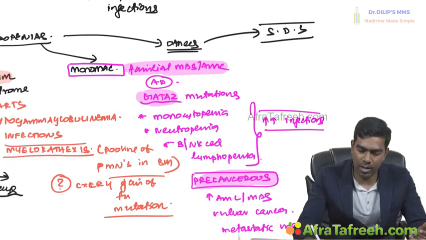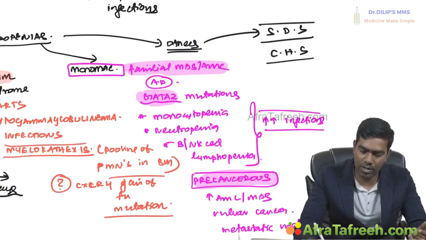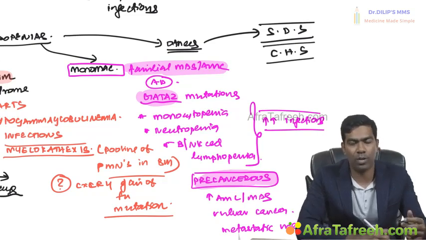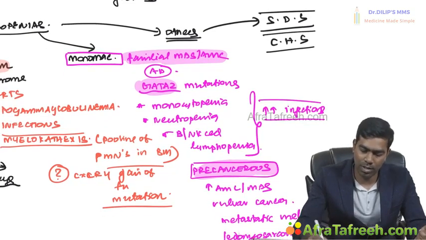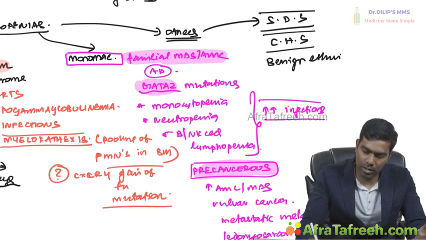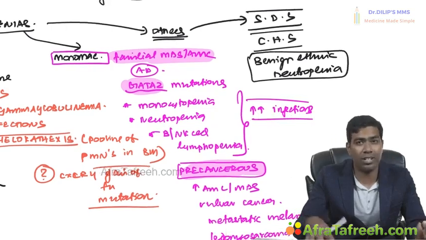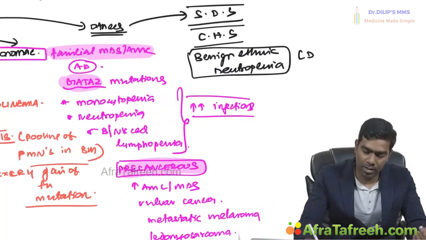And next, patients will have something called Chediak-Higashi syndrome, especially in the accelerated phase. I told you the patients will have neutropenia. Some time back I told you that is called Chediak-Higashi syndrome. There is another disease called benign ethnic neutropenia, typically seen in the African population. Probably it is a protection against malaria because this is due to mutations of the Duffy receptor.